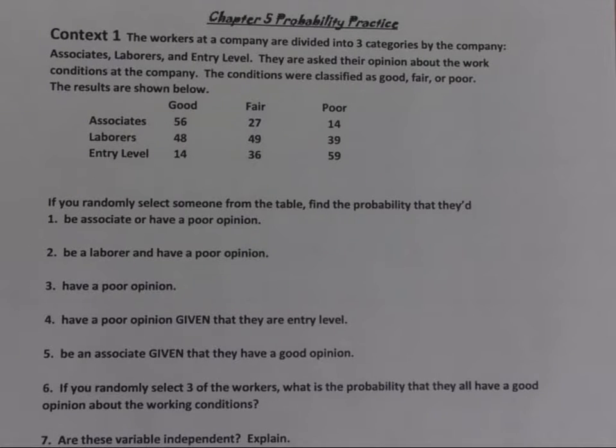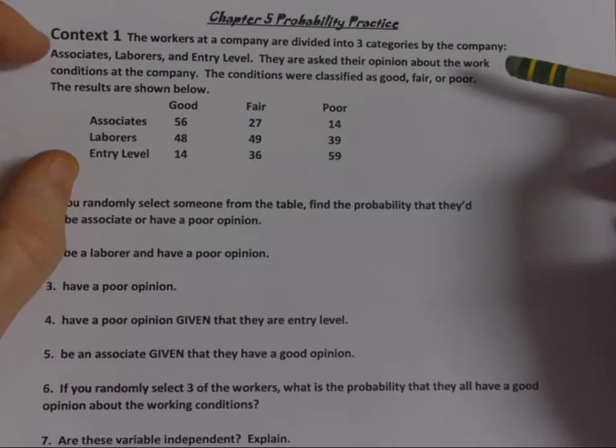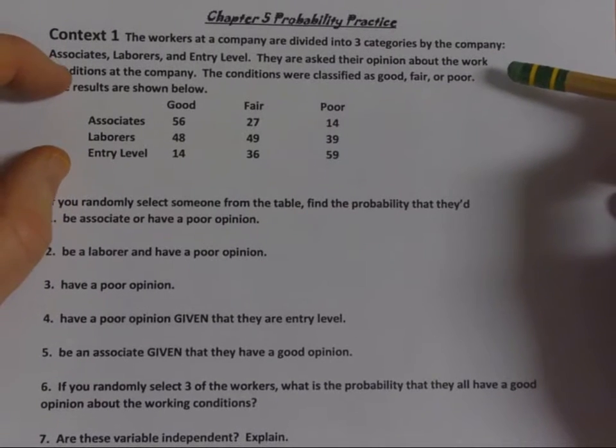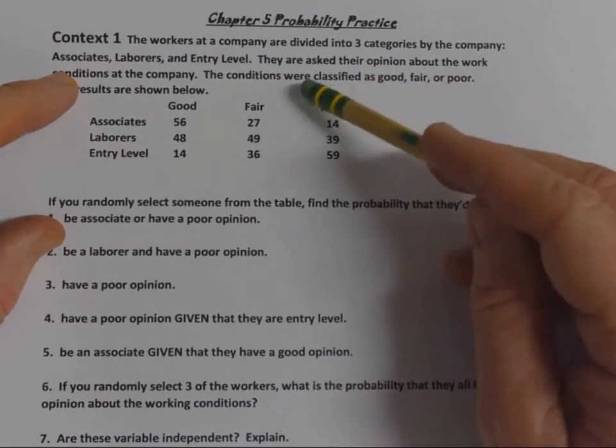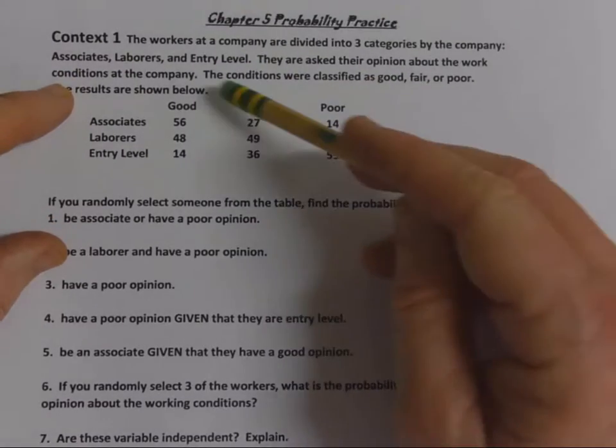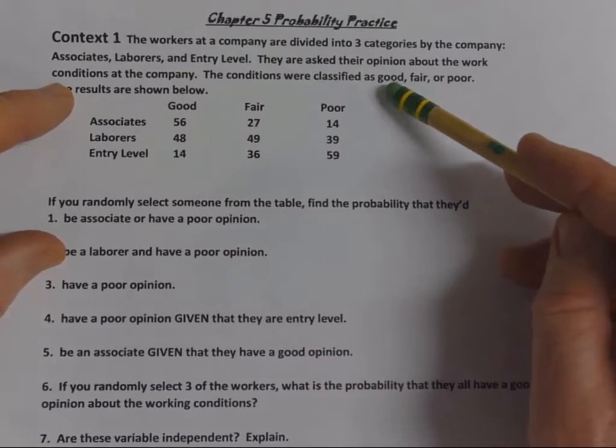So this context is: the workers at a company are divided into three categories by the company. They're either associates, laborers, or entry level. They are asked their opinion about the work conditions at the company, and the conditions were classified as good, fair, or poor.